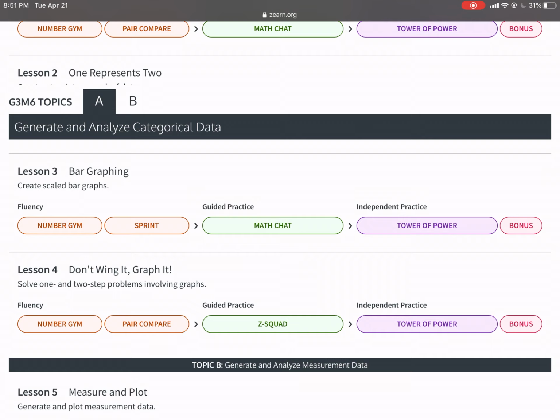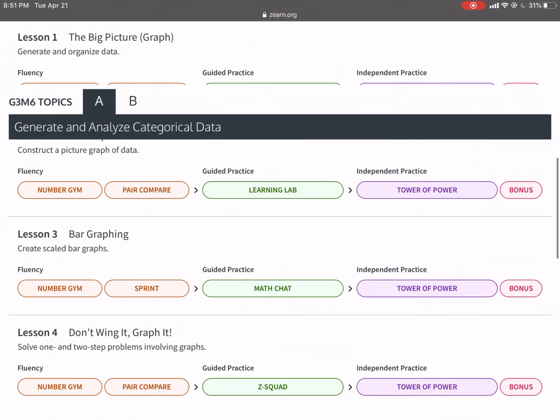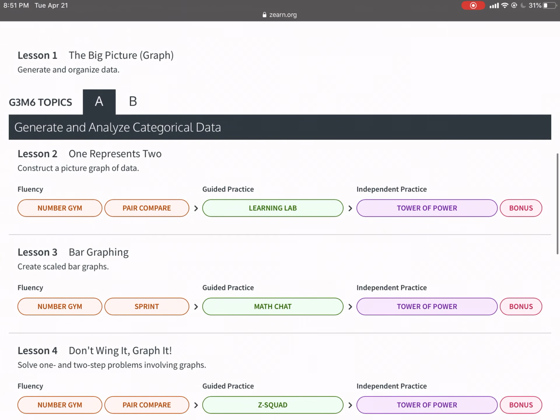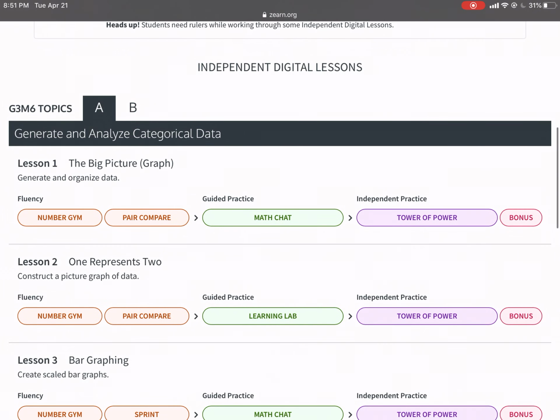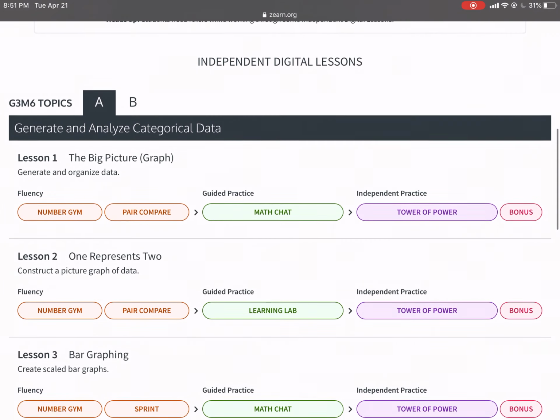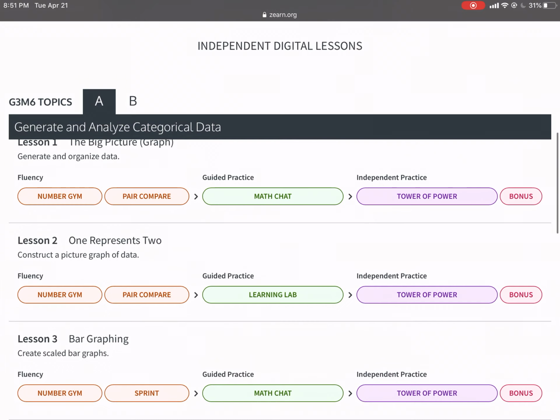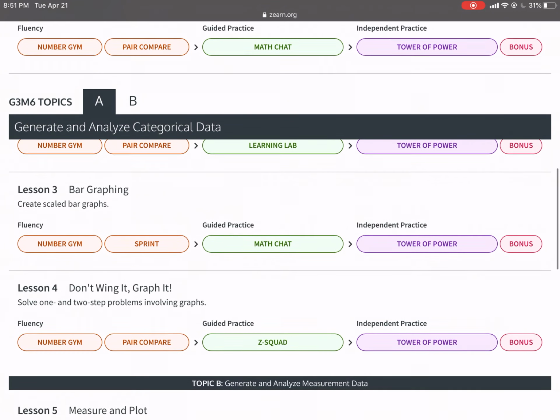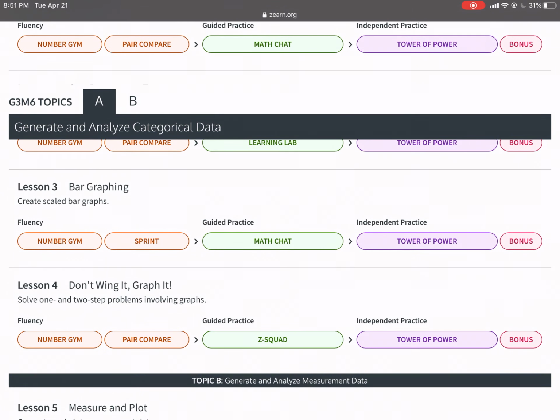Excuse me. All right, we're going to be beginning lesson 3 on bar graphing. Yesterday we learned about picture graphs. The first day, lesson 1 on Monday, we learned about organizing data, and so today we're going to go to the next step and learn how to create a scaled bar graph. Our lesson objective today is: I can create a scaled bar graph.